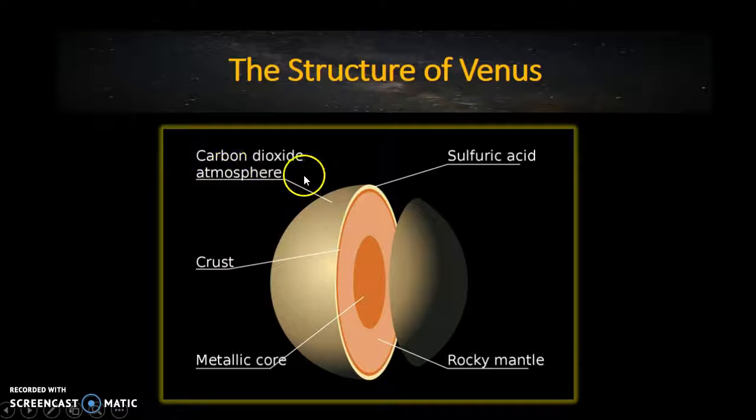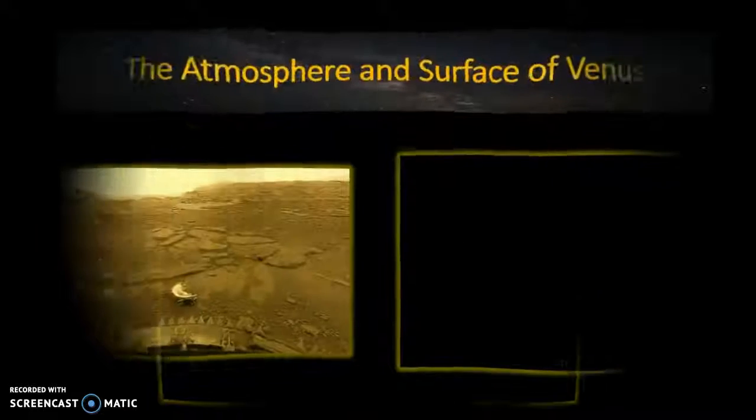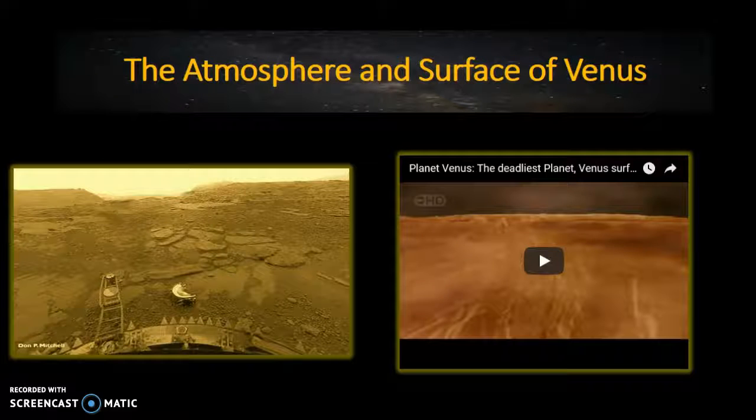Then in the atmosphere, you're going to find that it's mostly comprised of carbon dioxide with a little bit of nitrogen. And lastly, towards the outer layer of the atmosphere, you're going to find sulfuric acid cloud layers. And that really does contribute to the sulfuric acid haziness that's going on at the surface of Venus. So Venus itself has a very thick atmosphere that traps heat in a runaway greenhouse effect, which also helps make it the hottest planet in our solar system.